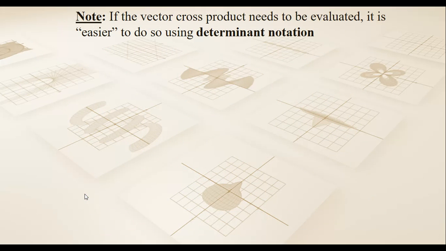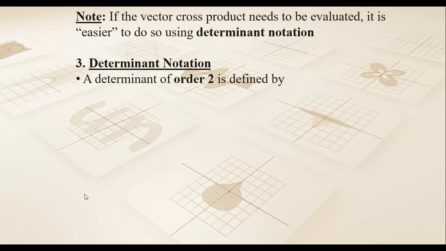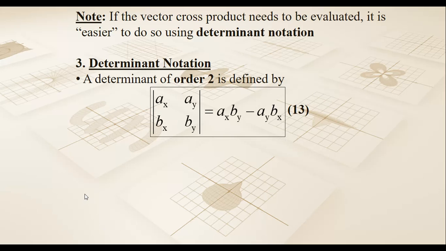Okay, so I said if the vector cross product needs to be evaluated, it's often easier to use something called determinant notation. This is going to be another thing that would be introduced to you when you start to take a linear algebra course in university. So let's look at what determinant notation would be. A determinant of order 2 is defined by the following. This will seem a little bit out of nowhere at first.